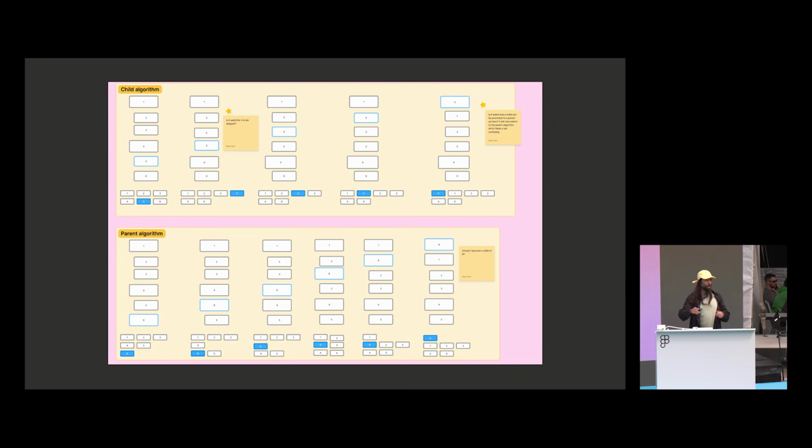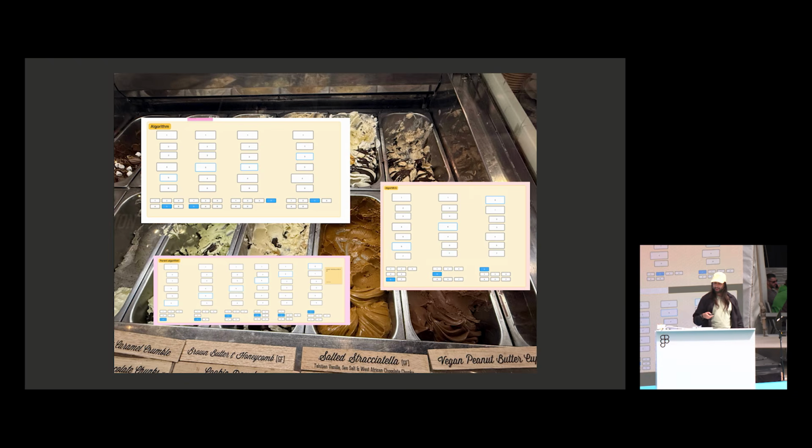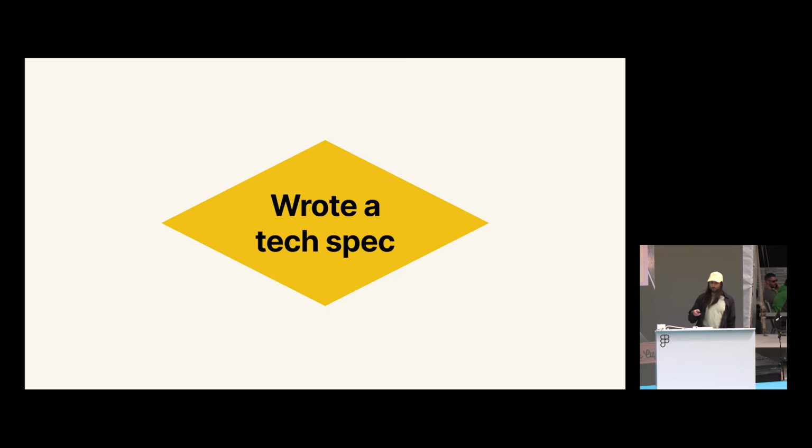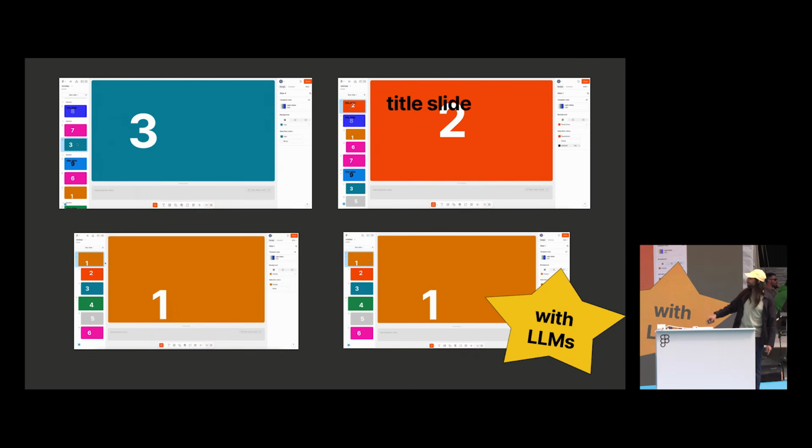I tackled this problem by drawing a bunch of rectangles to try to visualize what we should do. And then I drew even more rectangles. And you could probably tell the pattern here. I was just looking at these rectangles without any way to feel or experience them. Does anyone want to guess what I did next? I wrote a text spec and I got stakeholder alignment. No, I prototyped, of course, and I prototyped so hard that I made 4 of them.